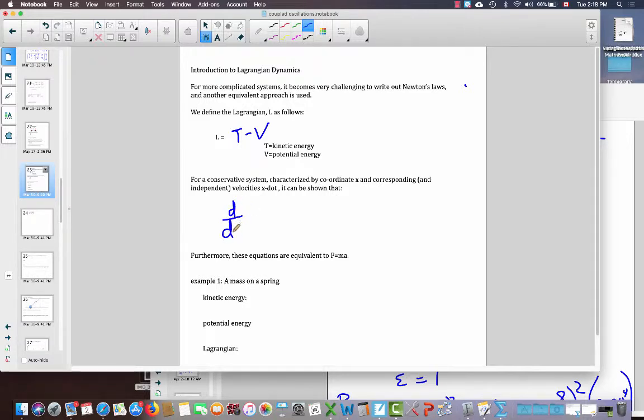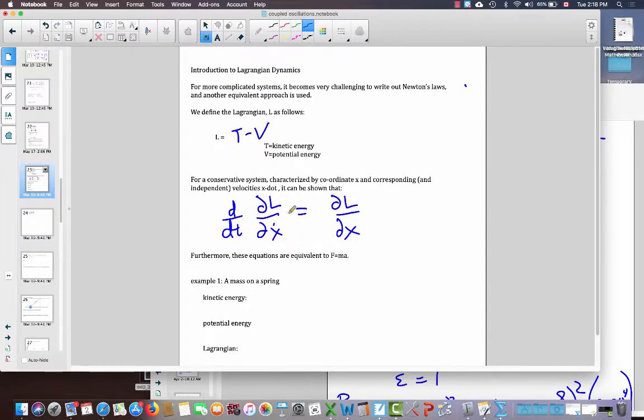Now we will offer these without proof, and we will just use them and show that we get the results we had earlier, which will act as confirmation of these. So the time derivative of the partial of L with respect to x dot. Now we're looking, say, at a one-dimensional problem, then x dot will be the velocity. That is going to be the partial of the Lagrangian with respect to the position variable x.